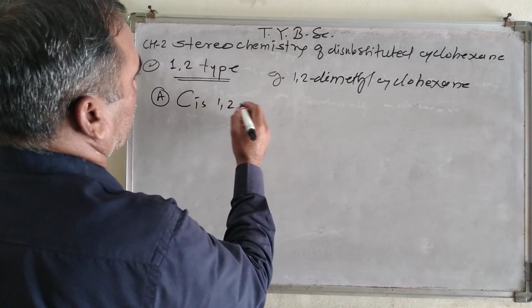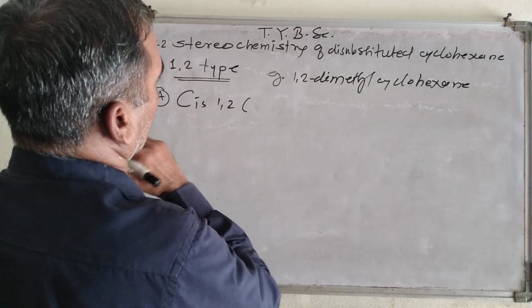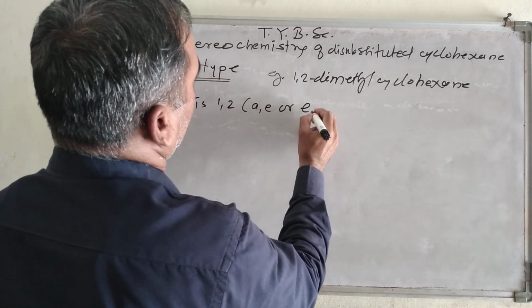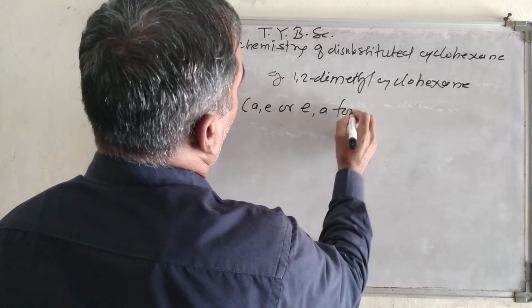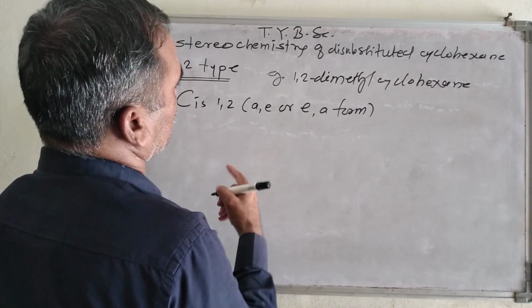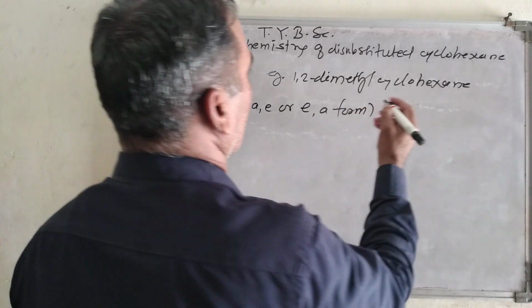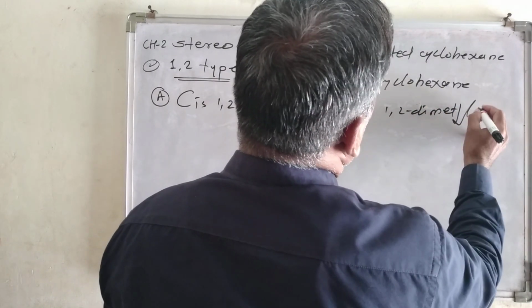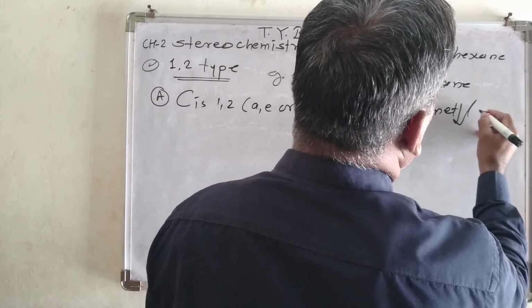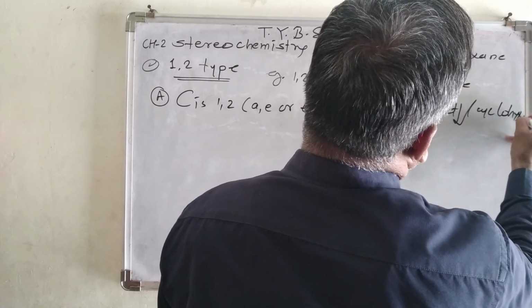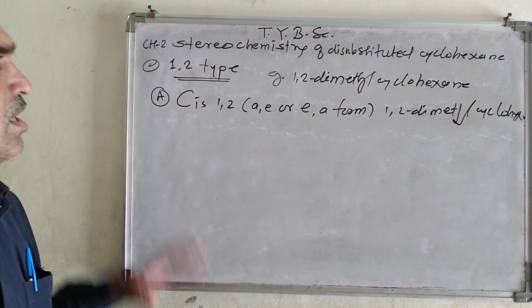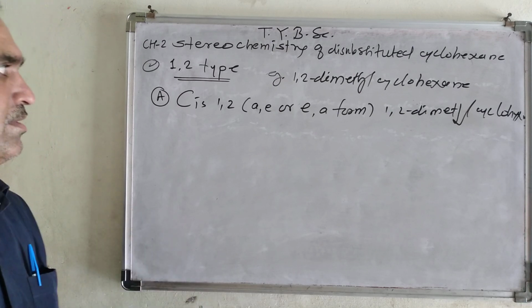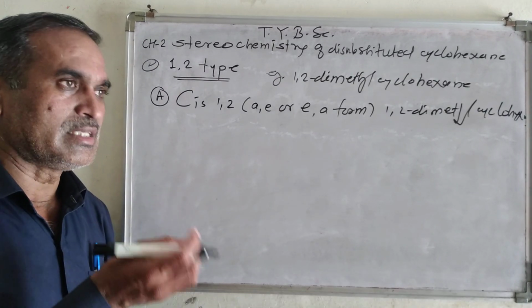Cis 1,2, or what we can call the AE or EA form, of 1,2 dimethyl cyclohexane, right? Now, how do you find whether it is cis or trans?